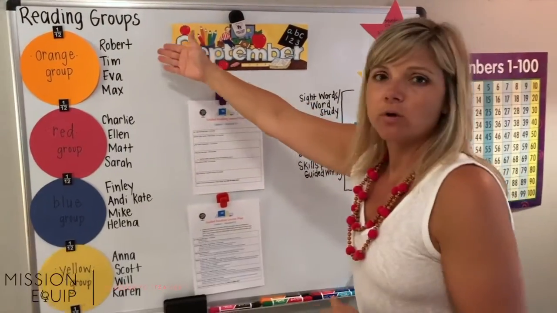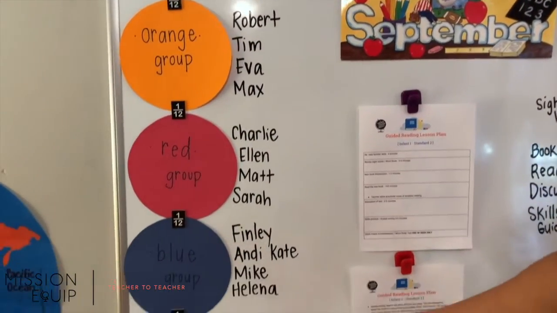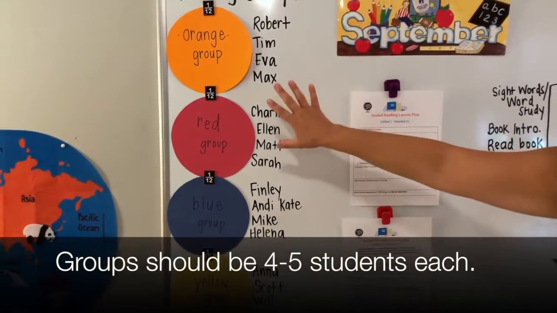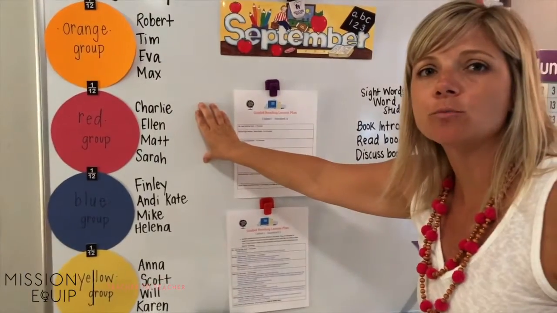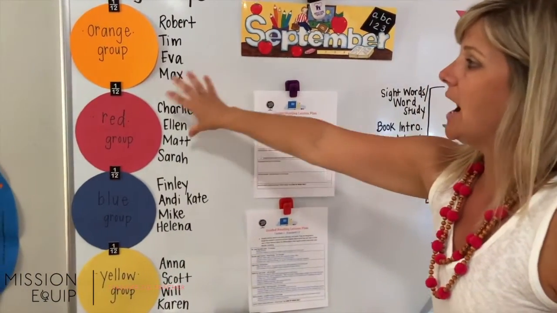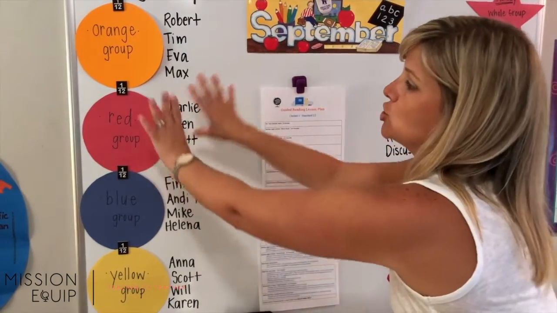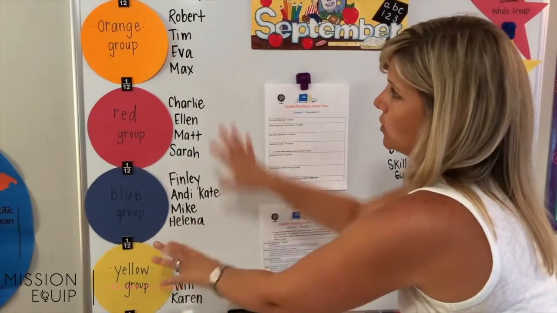So I have an example here of orange, red, blue, and yellow. And I have about 4 kids in each group. One of these groups usually will have a duplicate group. So there could be 2 red groups because I had 8 to 10 kids scoring in this same area. So I need to have 2 red groups that are smaller, or 2 blue groups, or 2 yellow, or 2 orange.